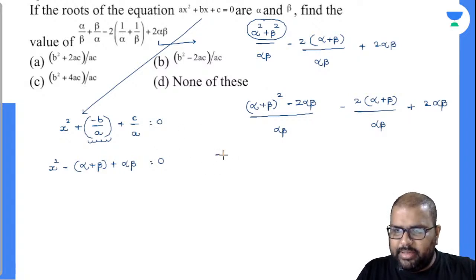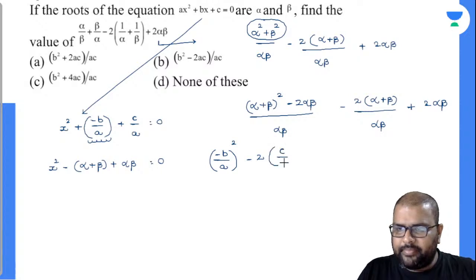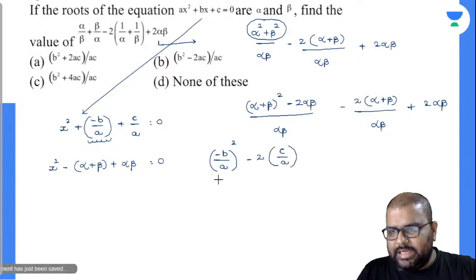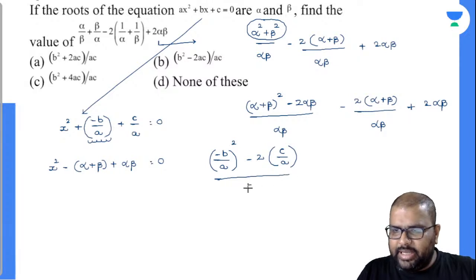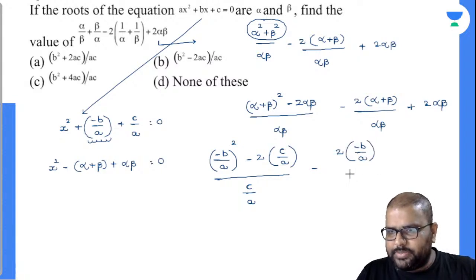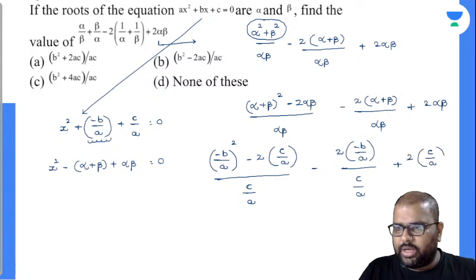Observe the minus b by a whole square minus 2 into alpha beta, which is nothing but c by a, divided by, everybody knows, alpha beta is nothing but equal to again c by a, minus 2 into alpha plus beta, which is nothing but minus b by a, and this is c by a, plus 2 alpha beta is nothing but equal to 2 into c by a. Hope you got my point there, what I am writing down.